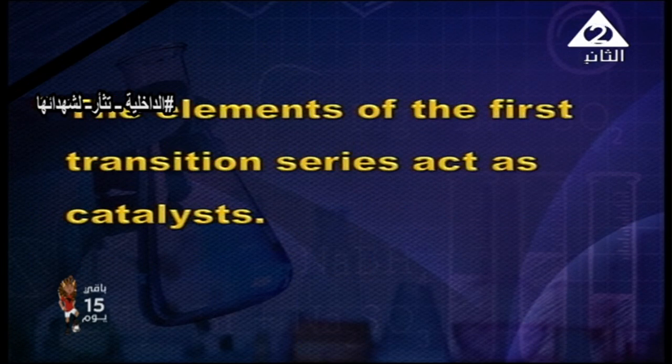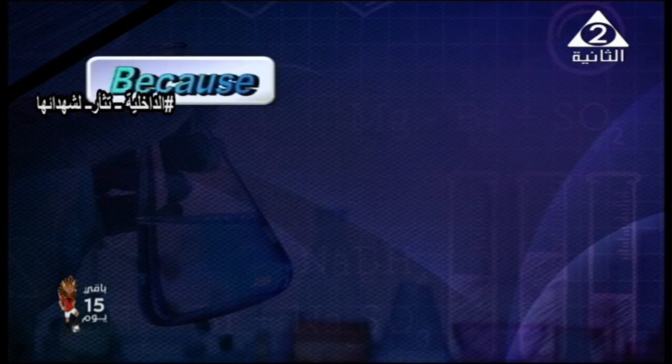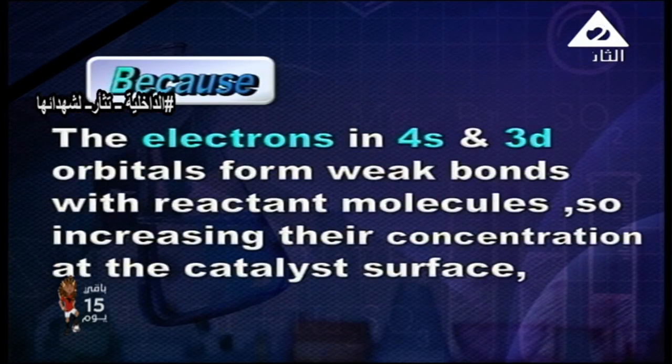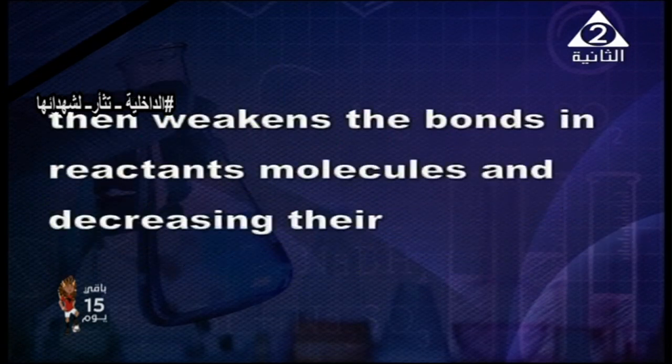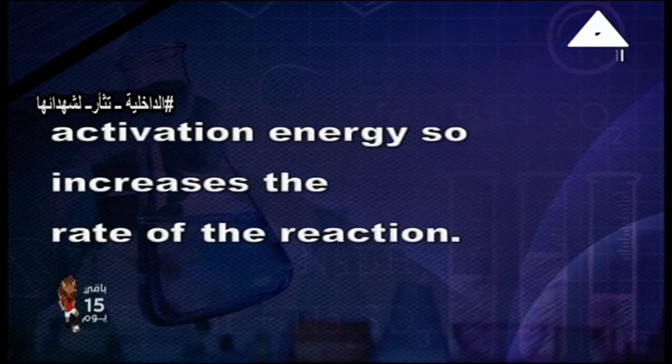Next point. The elements of the first transition series act as catalysts. The reason for that: the electrons in the 4s and 3d sublevels form weak bonds with the reactant molecules, increasing their concentration at the catalyst surface. That weakens the bonds in the reactant molecules and decreases their activation energy, so the rate of chemical reaction increases.